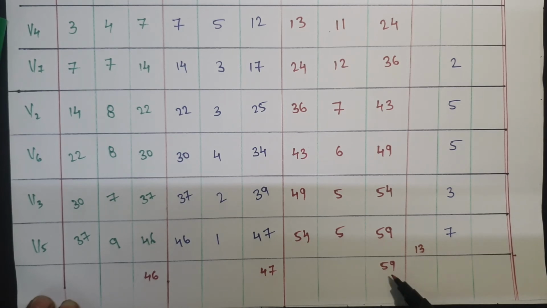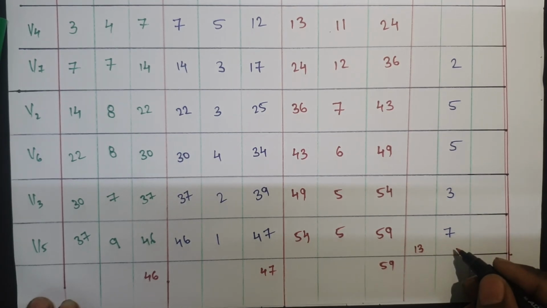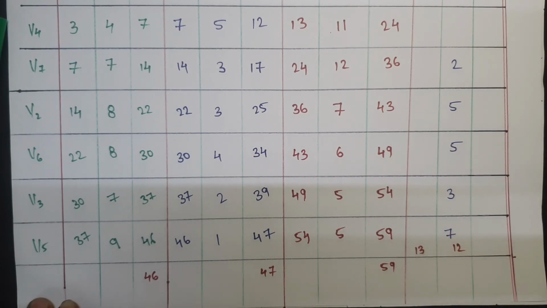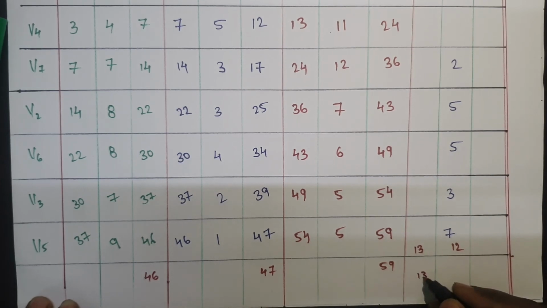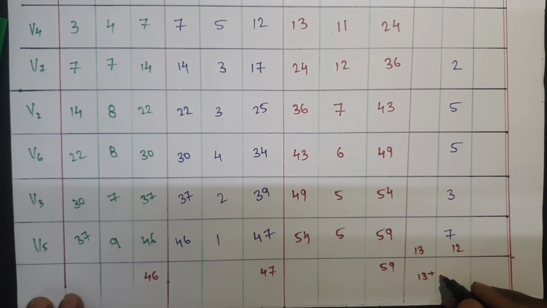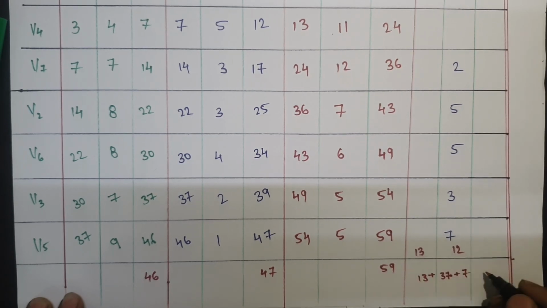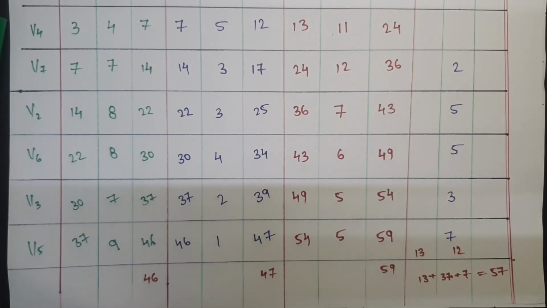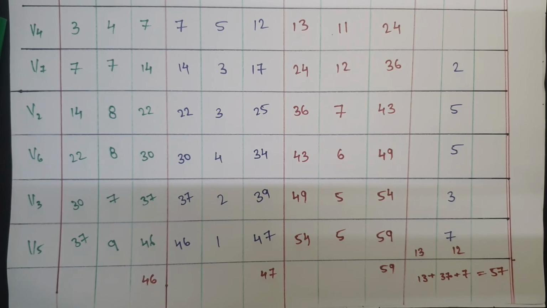Then 59 minus 47. How many is there? 12. So, here you can write idle time is equal to 12. So, here you can write the total idle time. Total idle time is equal to how much? 13 plus 37, 37 plus 7, okay. So, total how much you are getting? 57. 13 plus 37 plus 7. Total 57, okay.